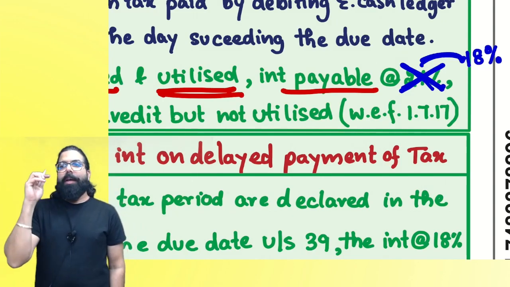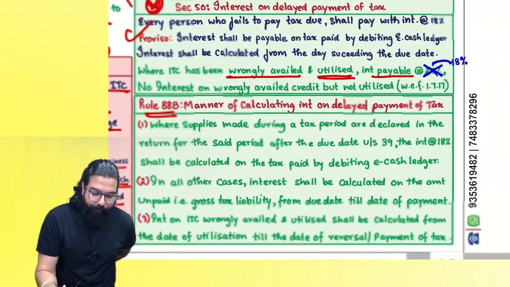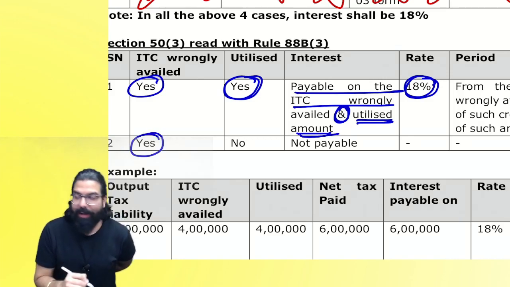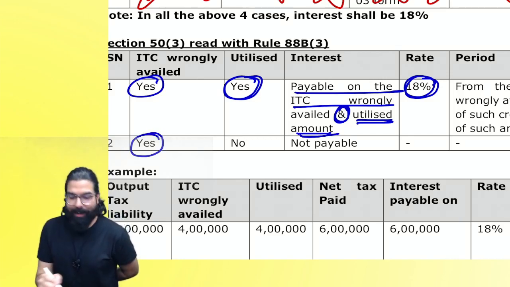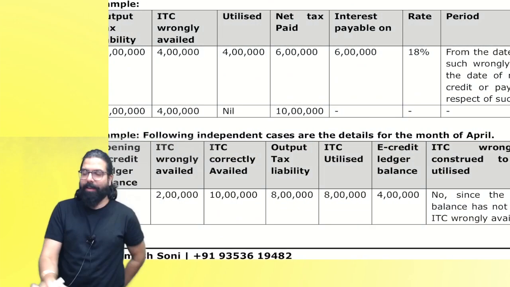Can I go ahead, everyone? Everyone over here now. ITC availed through the return. Amount came in your e-credit ledger. Never used it. Any interest? Nothing. Over. Now, again, one example.